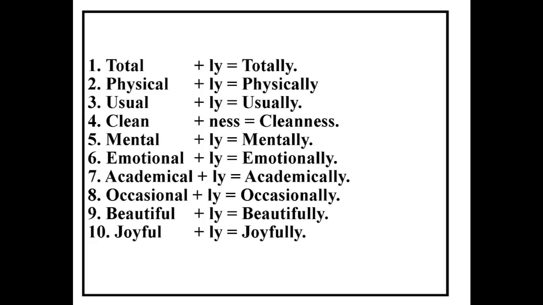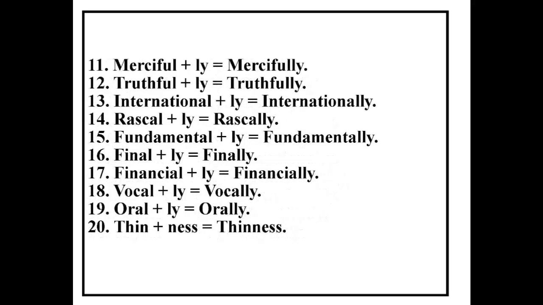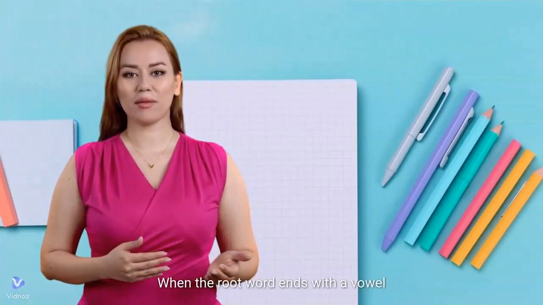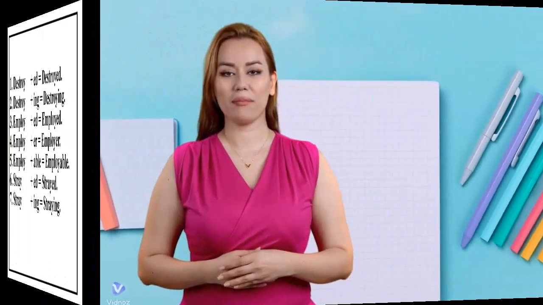In number 1, total has a vowel a before the last letter l, and the first letter of the suffix is also an l, so no letter should be dropped or changed, every letter should be written out. Other similar examples are physically, usually, cleanness, mentally, emotionally, academically, occasionally, beautifully, joyfully, mercifully, truthfully, internationally, rascally, fundamentally, finally, financially, vocally, orally, and thinness.